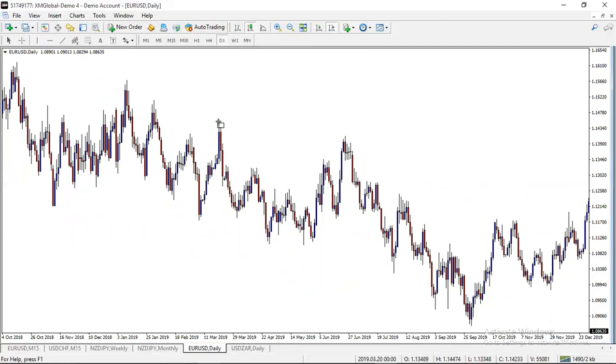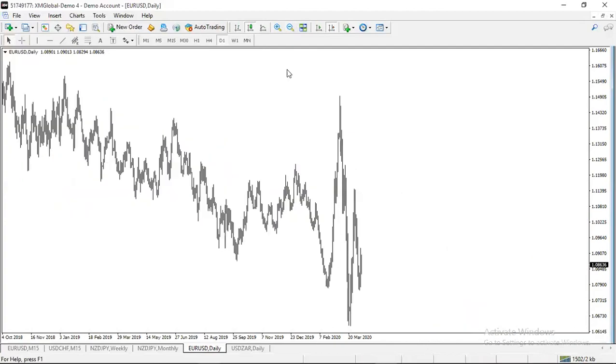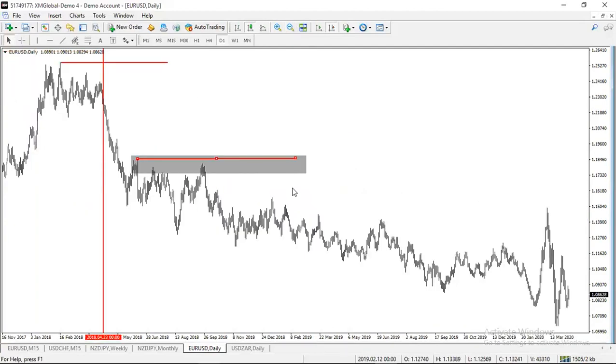This is another pullback. The buyers closed their trades and sellers came in. When more buyers came in, where did they close their trades? Same price range. So now that's how you would get those.